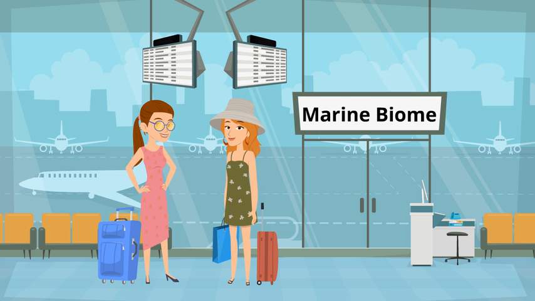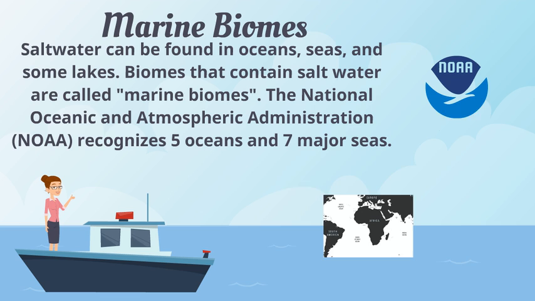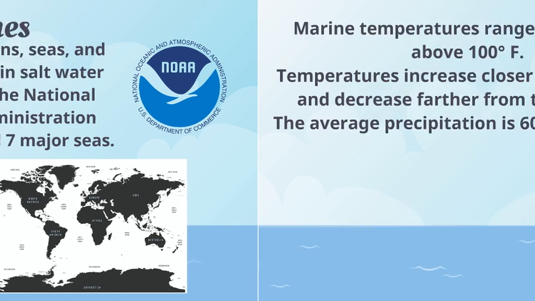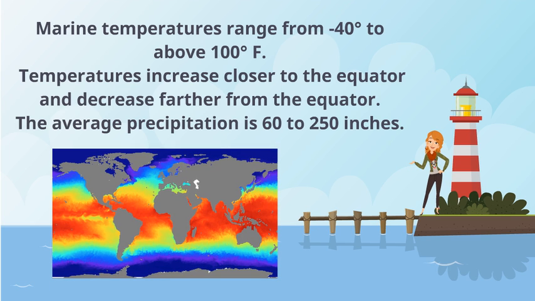Now let's go to the Earth's largest biome. Saltwater can be found in oceans, seas, and some lakes. Biomes that contain saltwater are called marine biomes. NOAA recognizes 5 oceans and 7 major seas. Marine temperatures range from negative 40 degrees to above 100 degrees Fahrenheit. Temperatures increase closer to the equator and decrease farther from the equator. The average precipitation is 60 to 250 inches.